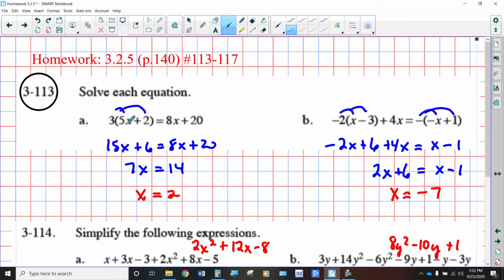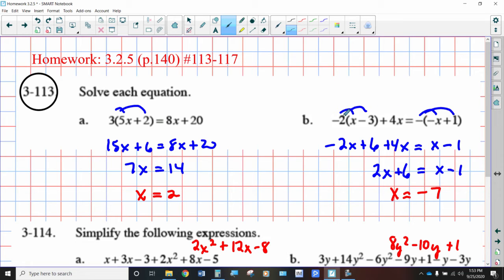5 times 2 is 10, and 10 plus 2 is 12. 3 times 12 is 36. So the left side should equal 36 as well. 2 times 8 is 16, and 16 plus 20 is 36. So yes, we've just proven that x is equal to 2.